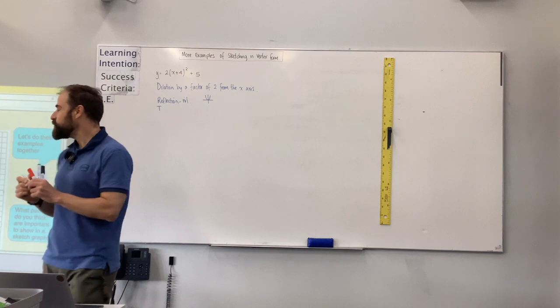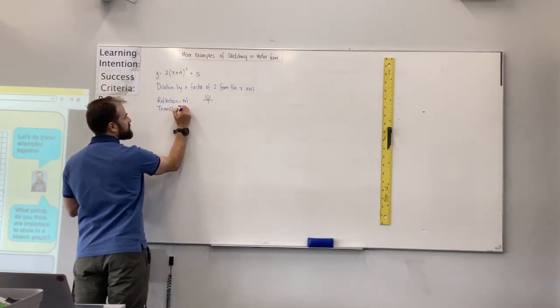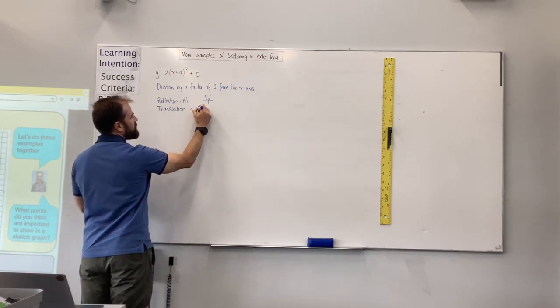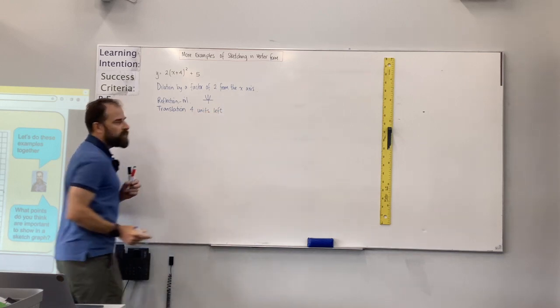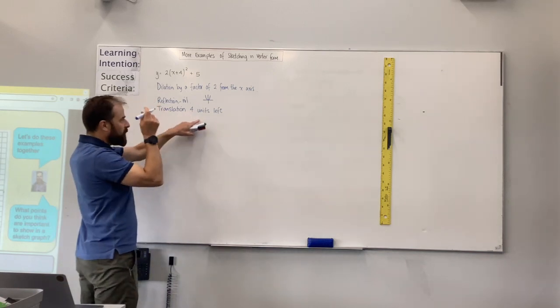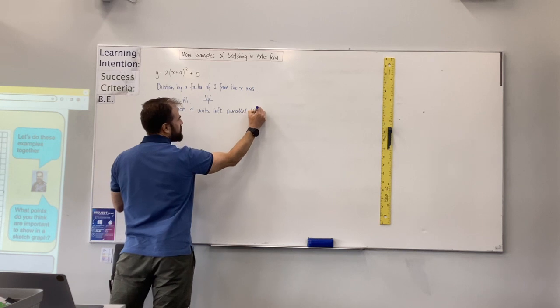Yes. Where are those translations? The translations are 4 to the left and 5 up. Now we've got 4 units left. There's a little bit extra for our formal language that I want you to use. So 4 units left, which is parallel to the x-axis.